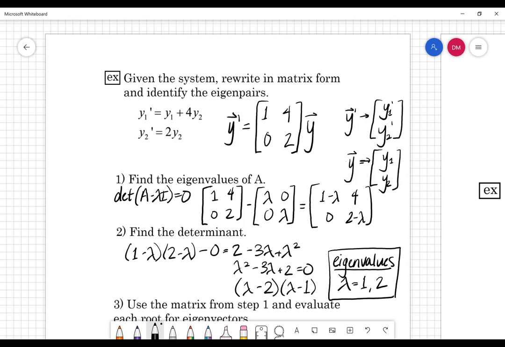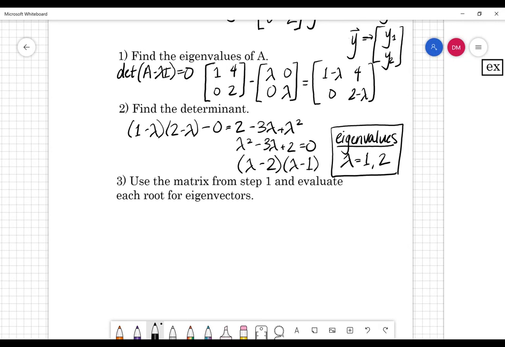All right, so the next thing we're going to do is use the matrix from step 1, and we're going to take these eigenvalues and we're going to look for our eigenvectors. So keep in mind the precursor step before we got this determinant here was we said that A minus the lambda identity matrix times x is equal to 0. That's the fact that we're going to be using here to find the eigenvectors. So we have to evaluate it for each eigenvalue that we found right here.